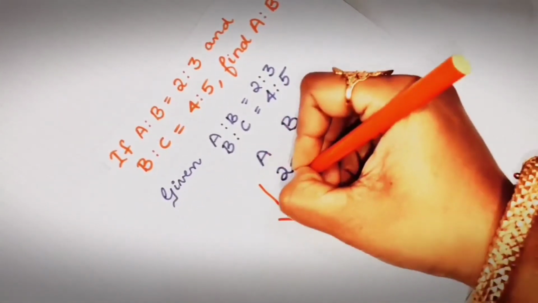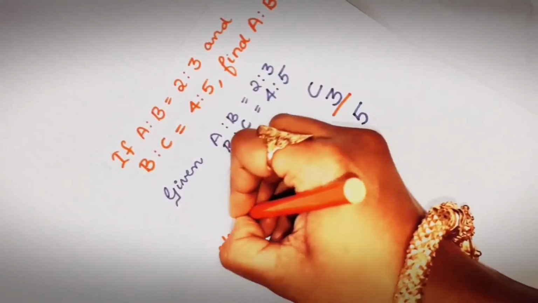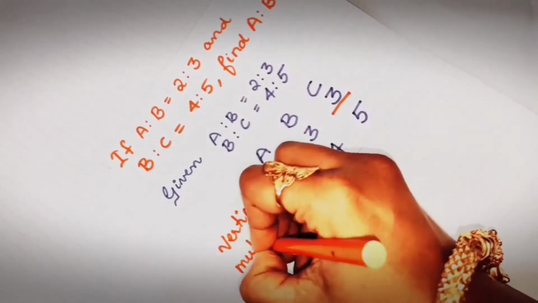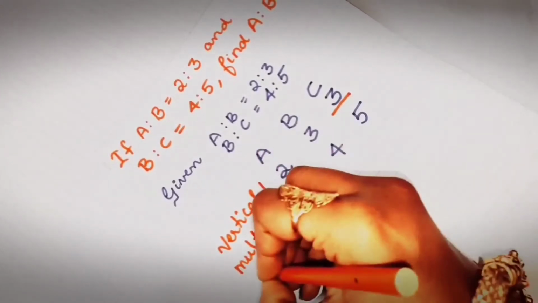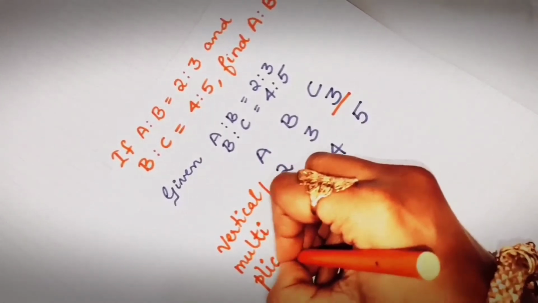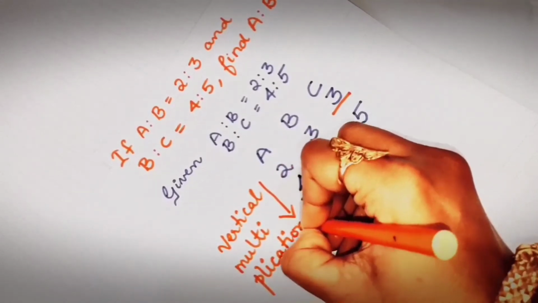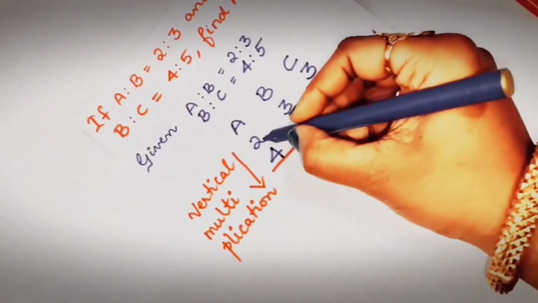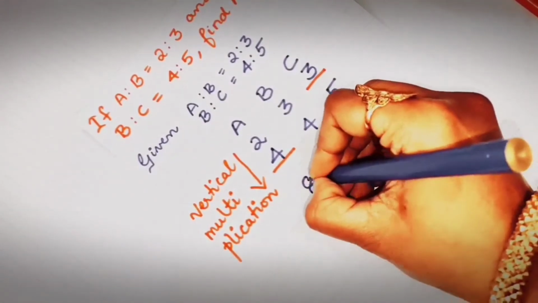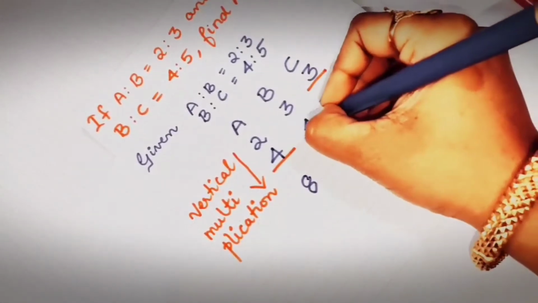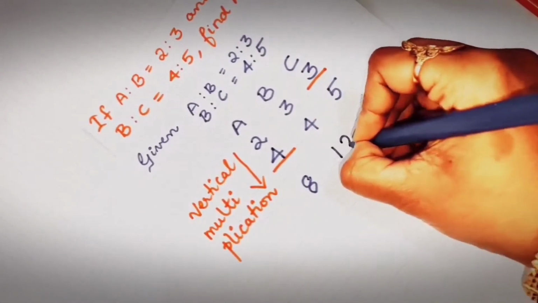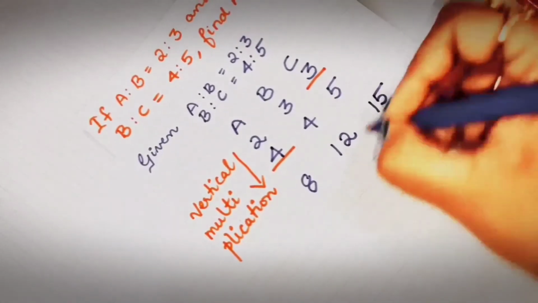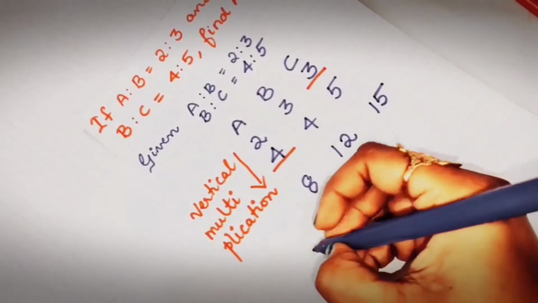Now we move on to the next step. It is vertical multiplication. So what do you mean by vertical multiplication? We should multiply the numbers which are coming under the column A, then multiply the numbers coming under B, and then multiply the numbers coming under C. So under A we have 2 and 4, so 2 into 4 is 8. Under B we have 3 and 4, 3 into 4 is 12. Under C we have 3 and 5, 3 into 5 is 15. So now we have got the numbers as 8, 12 and 15.